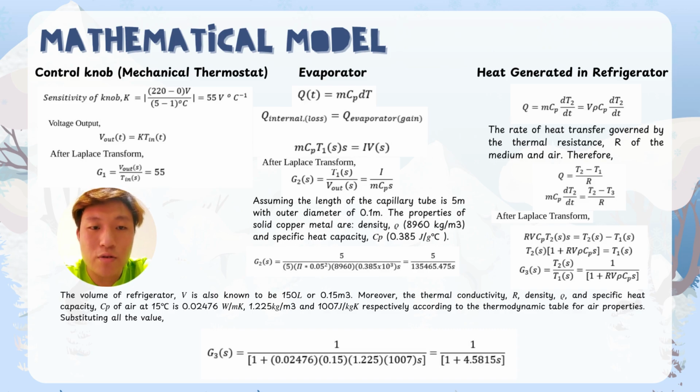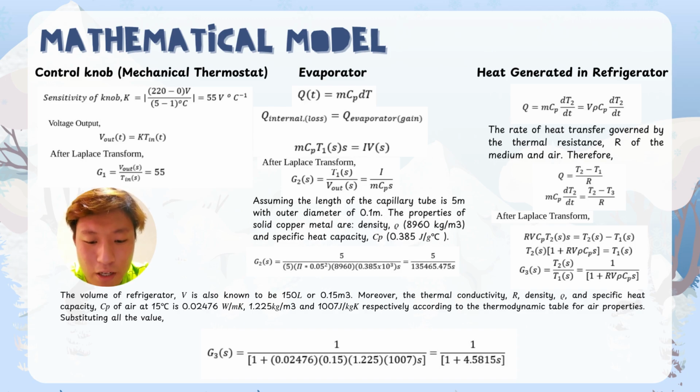Next, we'll move to the heat generated in the refrigerator. We know that Q is equal to MC dT, which is equal to V density Cp dT over dt. The rate of heat transfer is governed by the thermal resistance R of the medium and air. Therefore, Q is equal to T2 minus T1 over R. And by substituting Q, MCp dT over dt is equal to T2 minus T3 over R. After the Laplace transform, you'll get G3(s) equals 1 over 1 plus R multiplied by V multiplied by density multiplied by specific heat capacity multiplied by S.